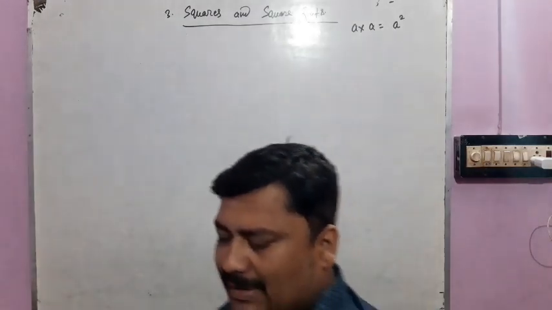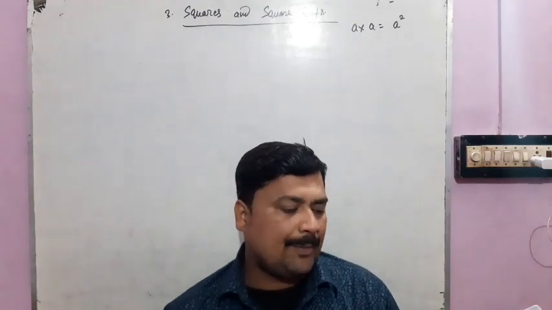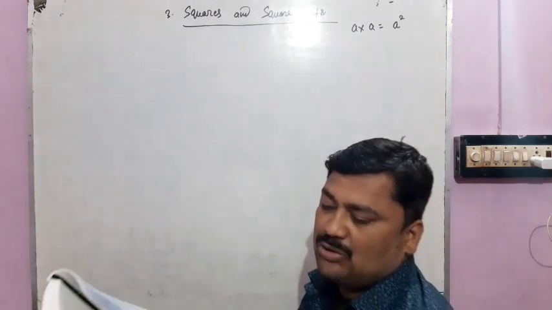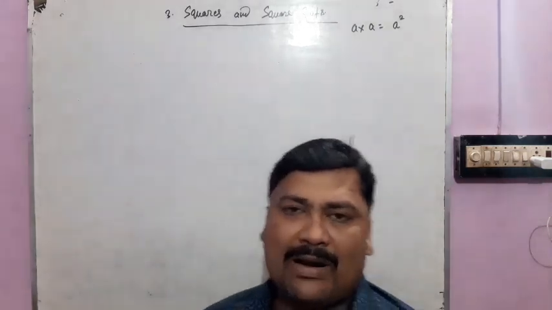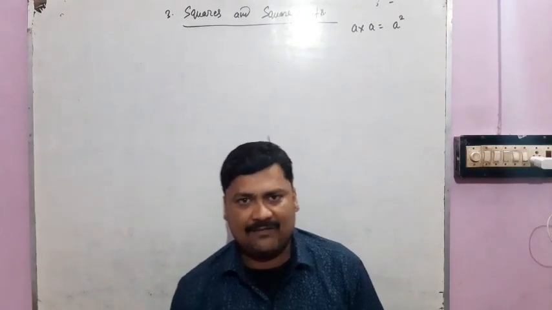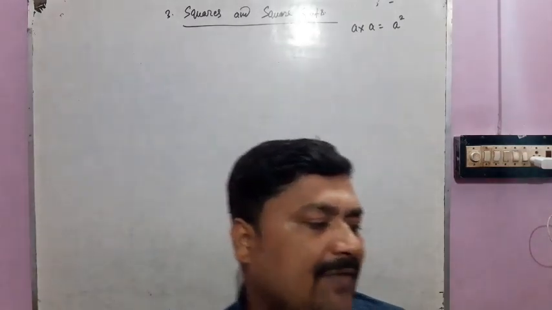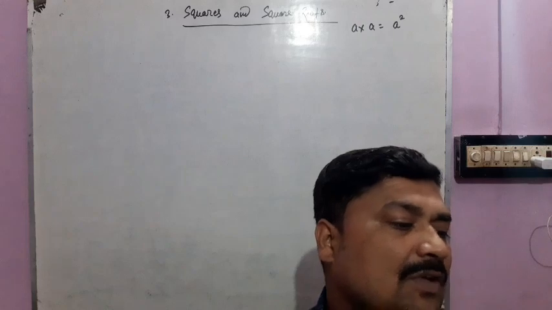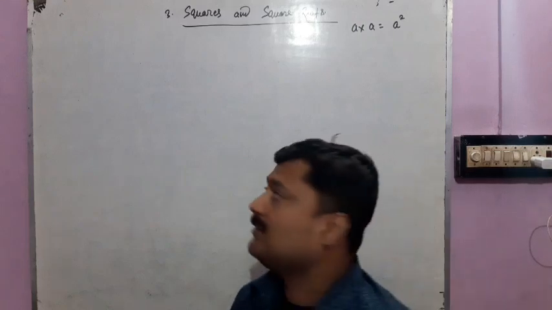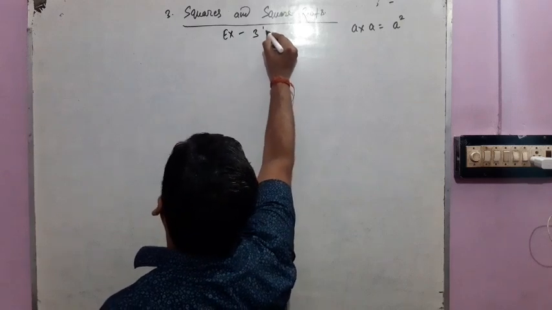So here we have to solve exercise 3A from our RS Aggarwal book. The first question is using the prime factorization. You know what prime numbers are? Such numbers that are divisible by 1 and itself are called prime numbers. So here the question is using the prime factorization method, find which of the following numbers are perfect squares. Students, we are solving exercise 3A.